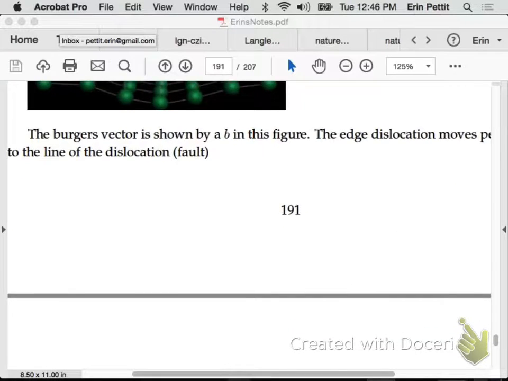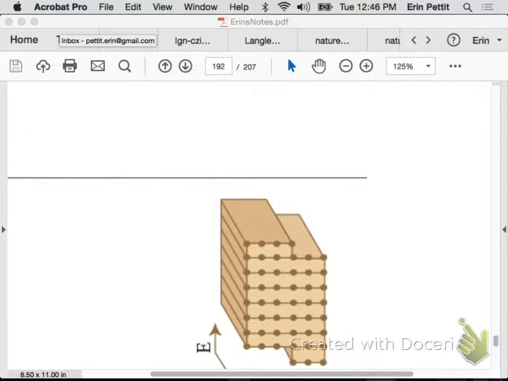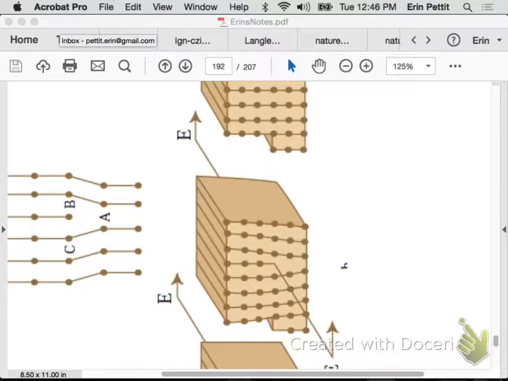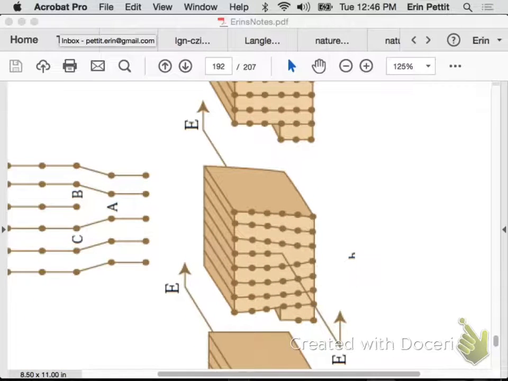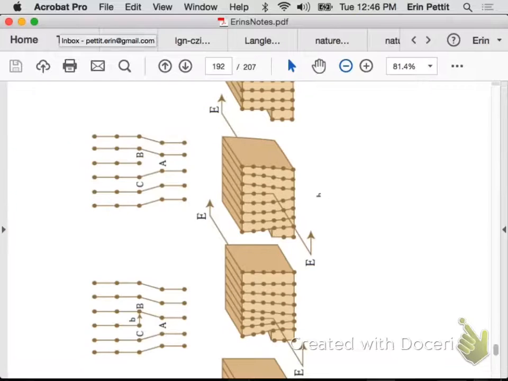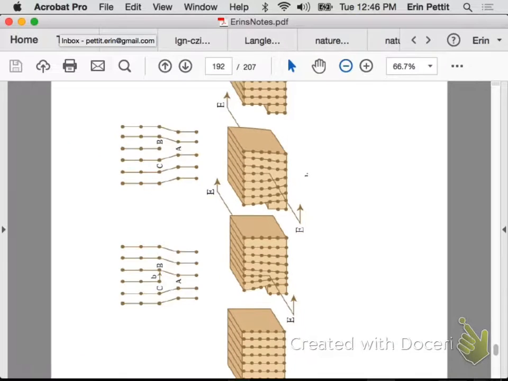The other type, this actually shows you smaller, and this is sideways now.